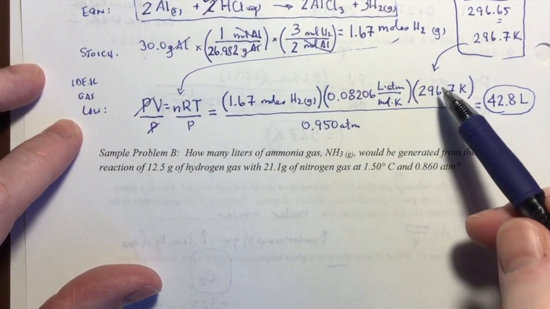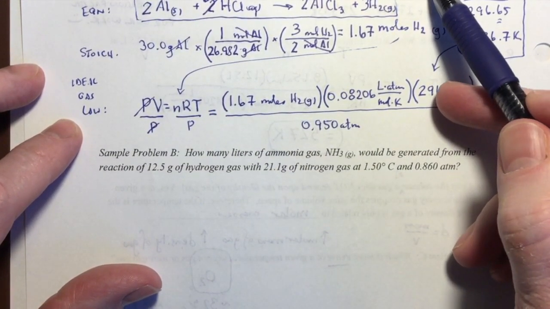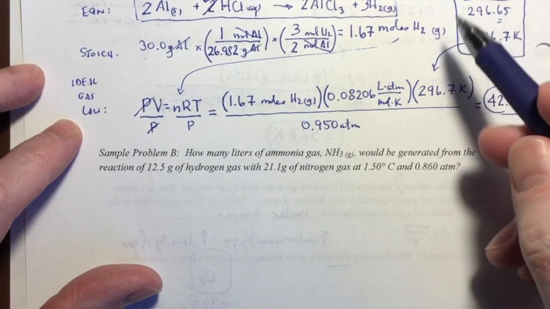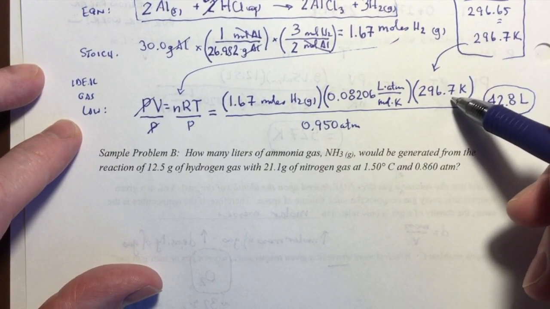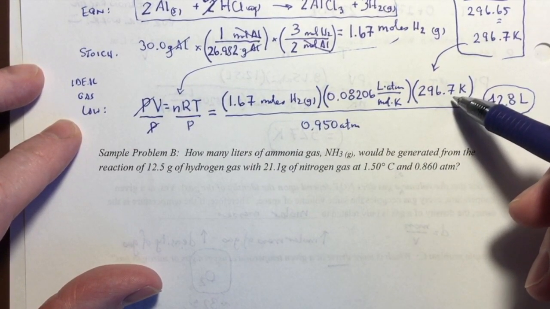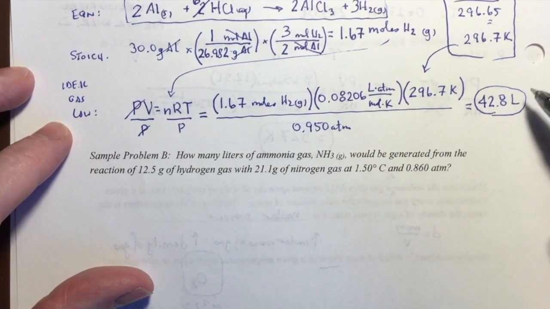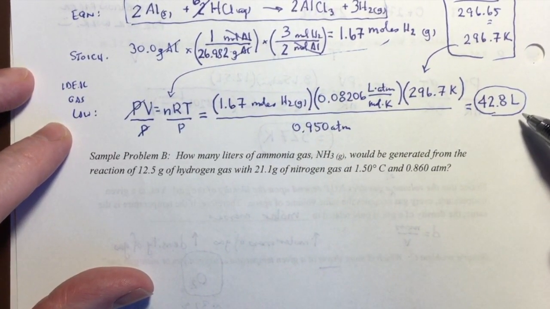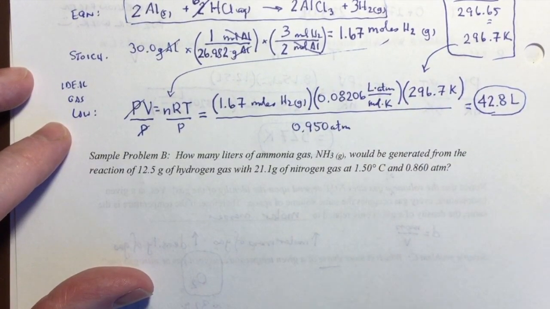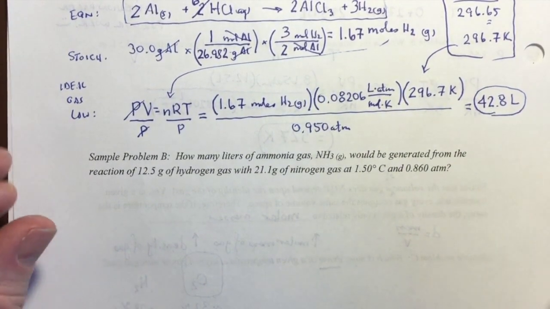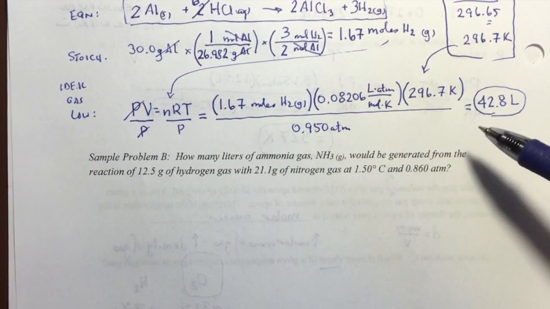When I got to the temperature, I realized that I had to do a conversion to get it into kelvins, because all temperatures must be in kelvins for gases. And then I plugged all those values in, and then I have my answer. 42.8 liters. Okay, so that's how we approach this.